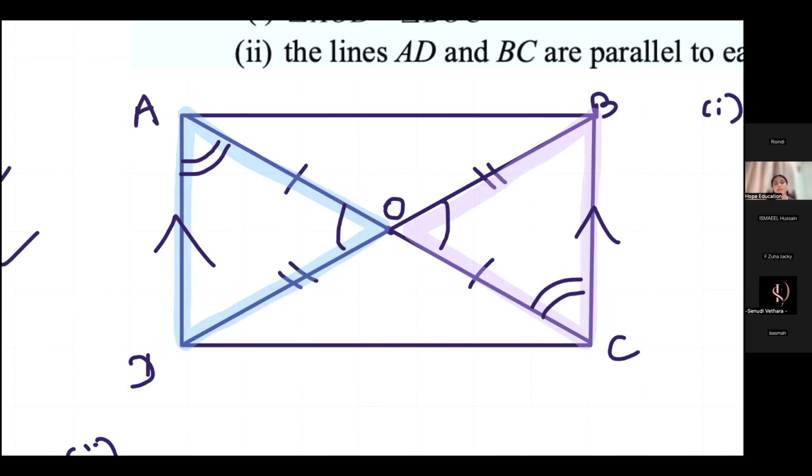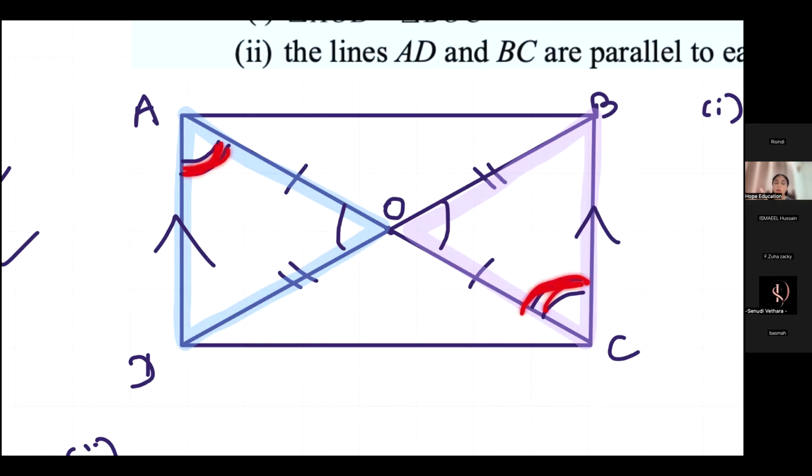Now let's look at the angles. This angle is equal to this angle, vertically opposite. Anyways, now these are congruent triangles, right? Then this angle of the blue triangle is equal to this angle of the purple triangle.